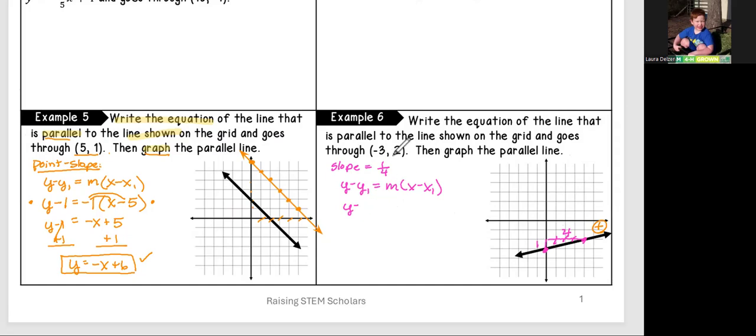So my point slope equation, I'm going to do y minus y1 equals m times x minus x1. My y1 is this 2. My m is this 1/4 that we got from the graph. And we got x minus -3. When we subtract a negative, we are adding. So we can write this over again and start combining things. 1/4 times x is 1/4 x. 1/4 times 3 is going to give you 3/4. And then we can add 2 to both sides.